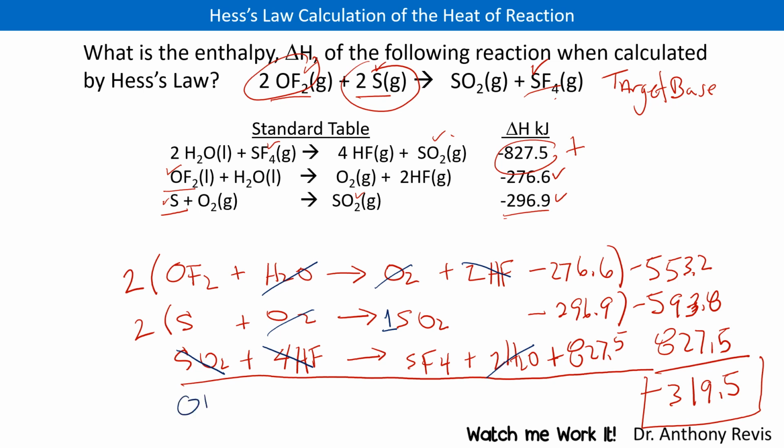I do see I have my OF2 left over with a 2 in front of it, plus 2 sulfurs on this side. Everything else is gone. I have an arrow here, and I'm left with SO2 here, plus SF4. So I feel pretty good. Yep, I was right when I did this. This is my answer. It's an exothermic reaction because it has a minus sign to it. So that's how you do Hess's law calculations of heat of reaction.